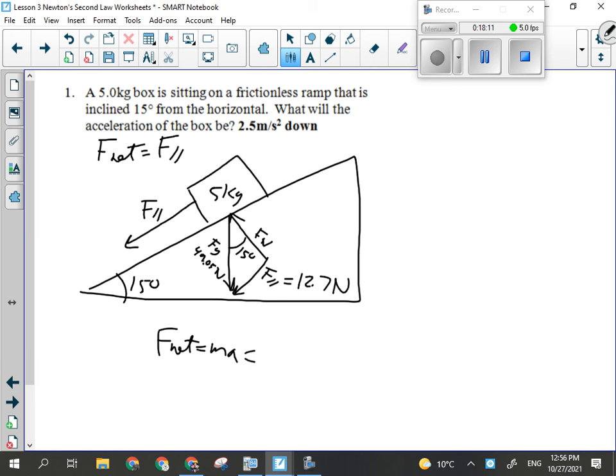I want to calculate the acceleration, so that's F net divided by m. F parallel is the only force, so 12.7 divided by 5 kilograms is going to give me 2.5 meters per second squared. And it shouldn't be down, it should be down ramp, downhill, down slope, down anything other than straight down. All right. Ringing a bell? Yep.